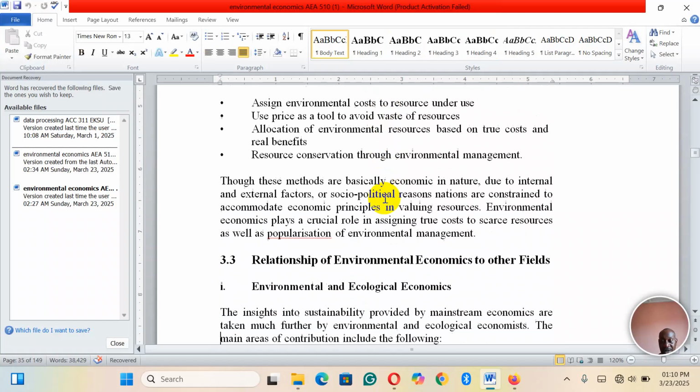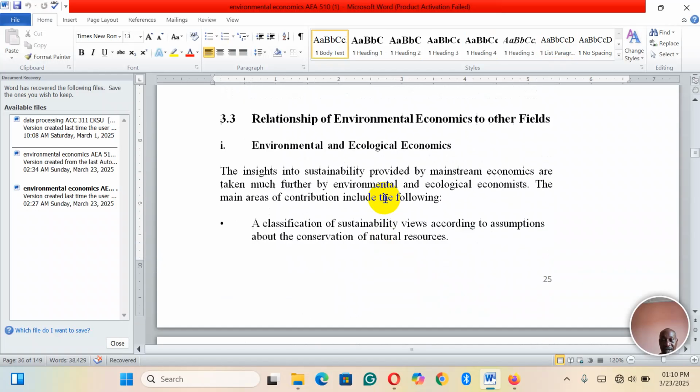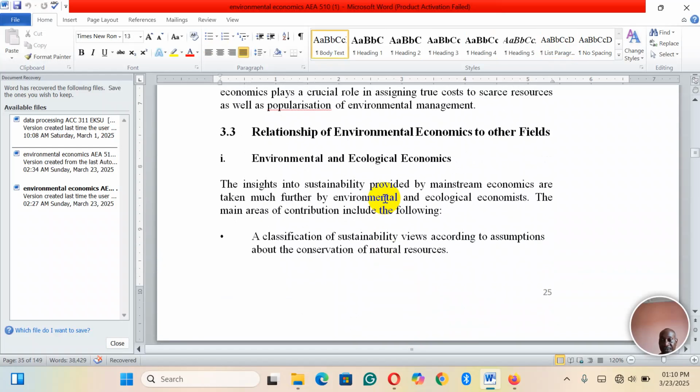And then we're now looking at the relationship of environmental economics to other fields. Number one, environmental and ecological economics. The insights into sustainability provided by the mainstream economics are taken much further by environmental and ecological economists. The main areas of concentration include the following: one, a classification of sustainability views according to assumptions about the conservation of natural resources.